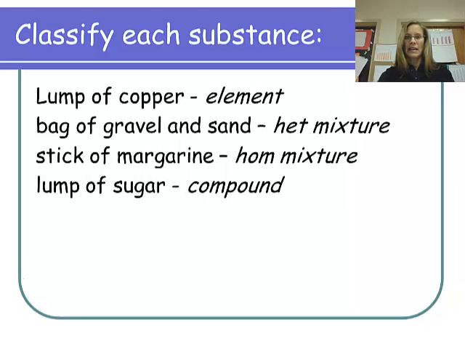So here are the answers. Copper, if you have pure copper, that's going to be an element. A bag of gravel and sand would be a heterogeneous mixture because you can see that there's two different phases in that. A stick of margarine would be a homogeneous mixture, and then a lump of sugar would be a compound. And this completes the series on elements, compounds, and mixtures. And you should be able to tell the difference and distinguish between these at this point.